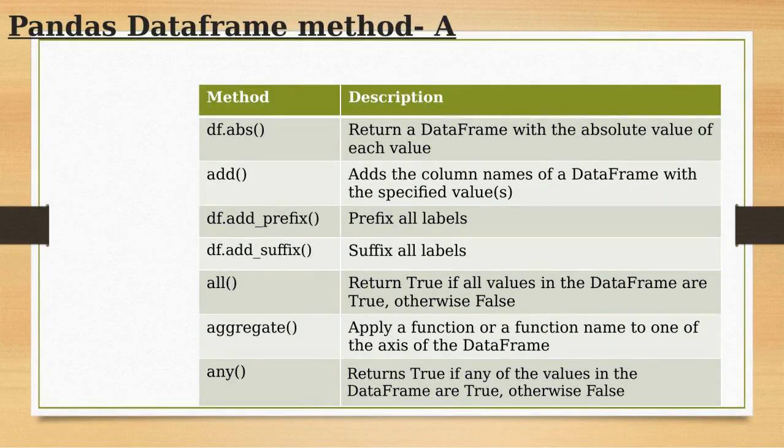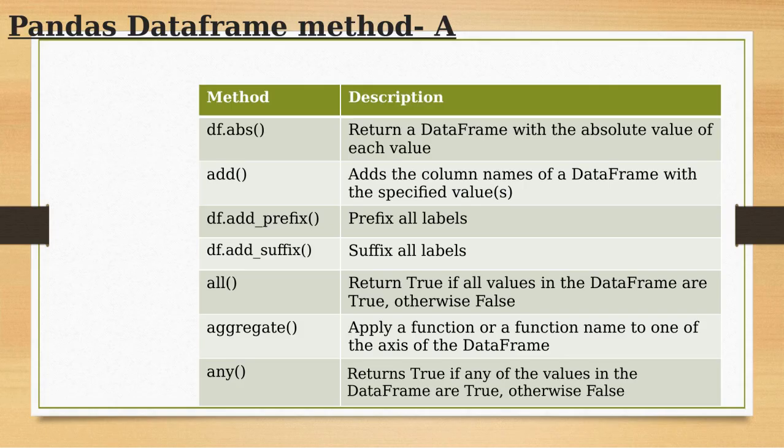In this slide, we will look at some commonly used pandas data frame methods that begin with the letter A. These methods help us perform mathematical operations, modify column labels, and analyze the values stored in a data frame. Let's briefly understand each method. abs() returns the absolute positive value of every numeric element in the data frame. It converts all negative values into positive values.